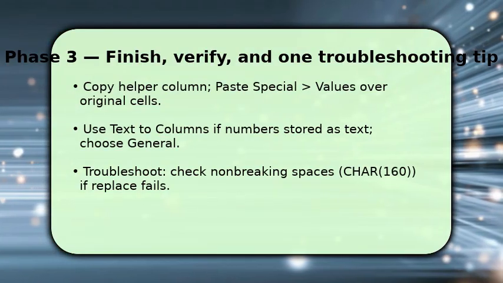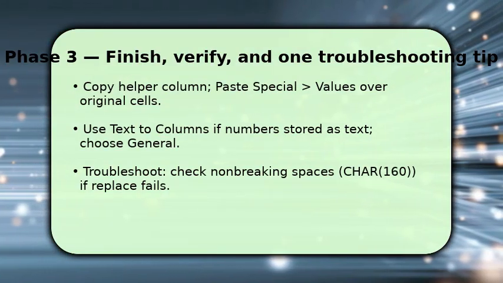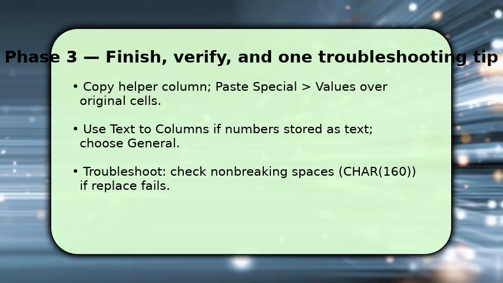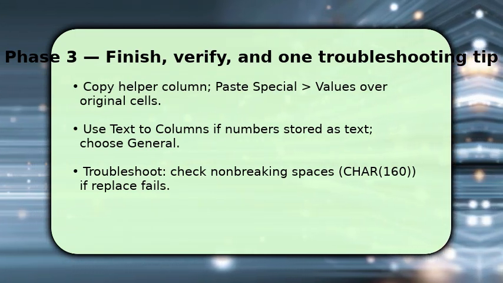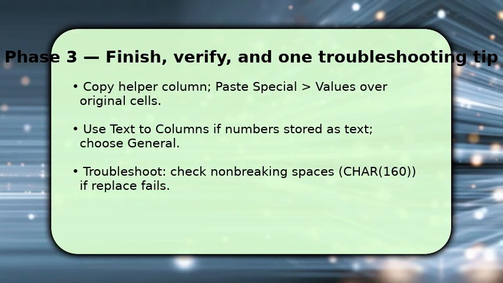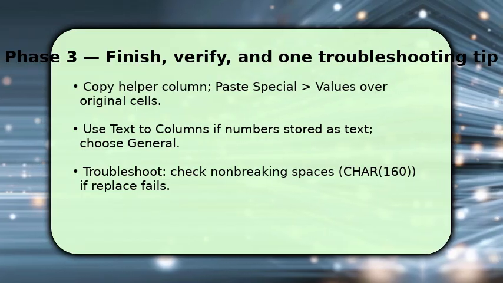You now copy the cleaned helper column and use Paste Special Values to overwrite the original data so formulas become fixed numbers. If numbers remain stored as text, use Data Text to Columns and choose General to coerce them to numeric types. Make sure to delete the helper column afterward.